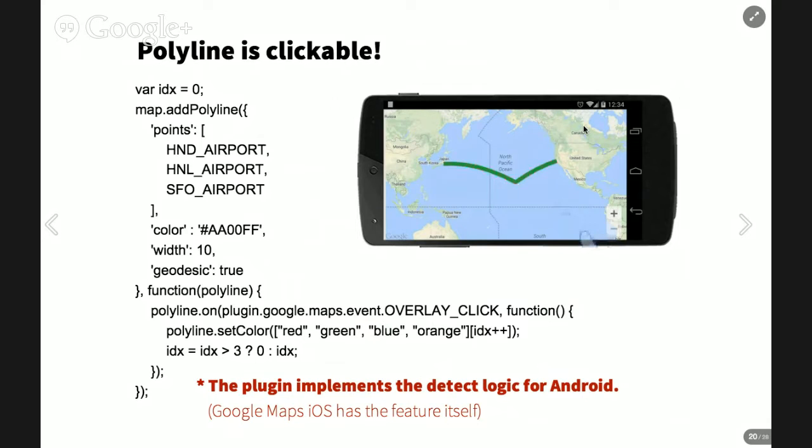So my plugin's polyline is clickable. Google Maps Android API's polyline cannot be clicked. But somebody asked me, hey, why don't you implement it? Then he sent me some code for only iOS. So I asked him to please provide me Android code, but he didn't provide it. Okay, I'll do it. I did it.